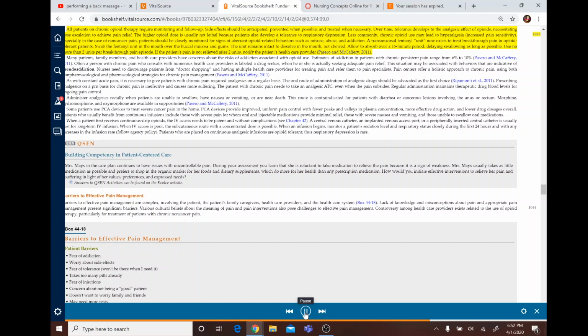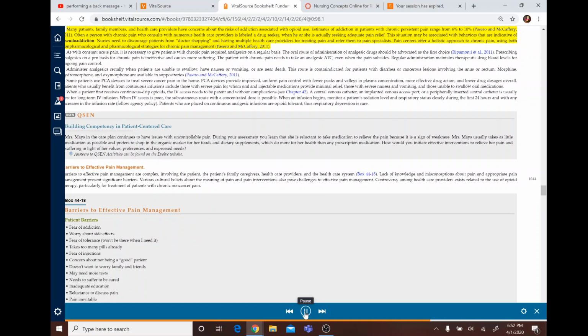The unit remains intact to dissolve in the mouth, not chewed. Allow to absorb over a 15-minute period, delaying swallowing as long as possible. Use no more than 2 units per breakthrough pain episode. If the patient's pain is not relieved after 2 units, notify the patient's healthcare provider (Paice and McCaffery, 2011).